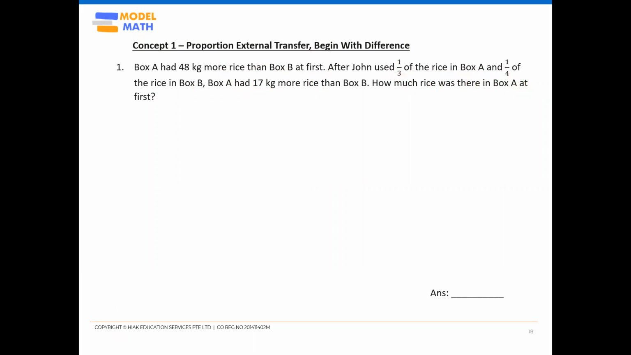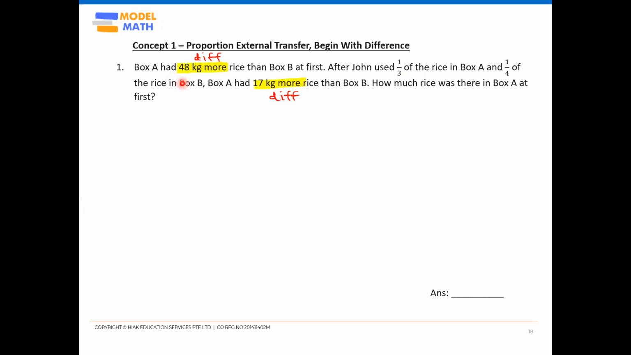Alright, so for this question, notice that there is a change involved here. For box A, you take out 1/3, and for B, you use 1/4. These are proportion changes involving fractions. Looking at the before and the after, all this involves difference. They gave us a difference at the beginning, and they also gave us a difference at the end. With these two differences, the best way to solve this question is to draw your models out.